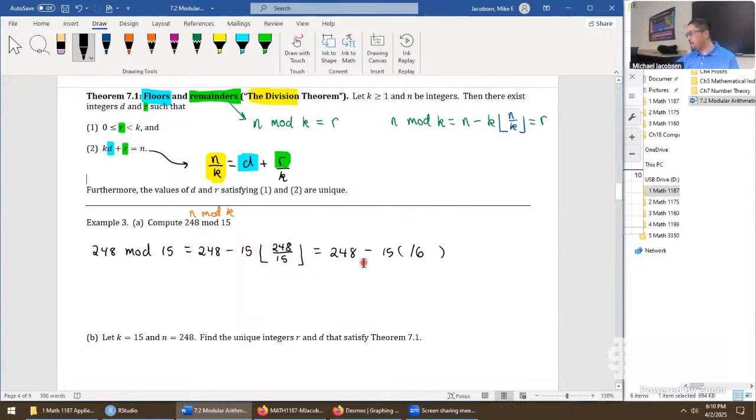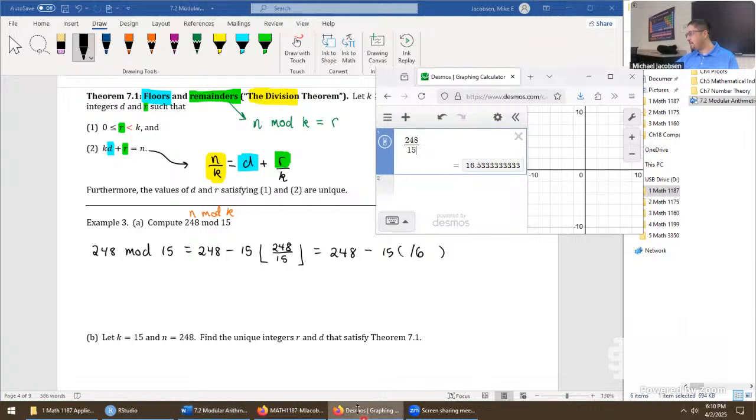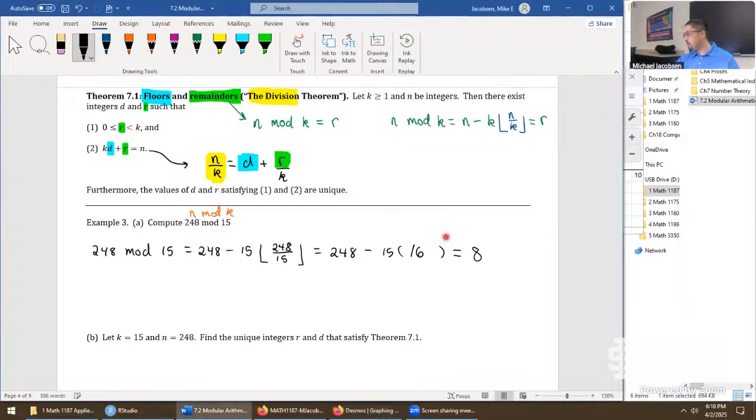So let's do this last subtraction, 248 minus 15 times 16. That gives us 8, and that's the r value now. This was the floor value, but this was a better one to look at. It came out at exactly 16. So this is the part that's d in the theorem, and this is the part that's r in the above theorem.